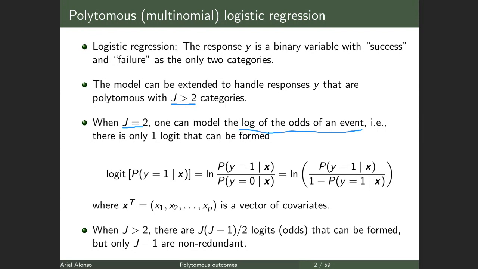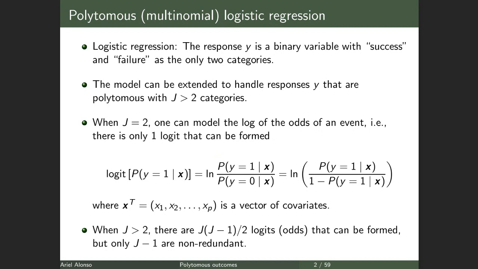And what is the odds of an event? Well, that's what we have over here: the probability that the event will happen, that's my numerator, divided by the probability that the event will not happen. So the probability that Y will be equal to 1 divided by the probability that Y will be equal to 0, and that, of course, for given values of the covariates. And that's the odds of success for a given value of the covariates.